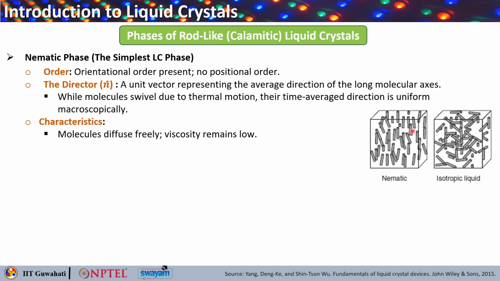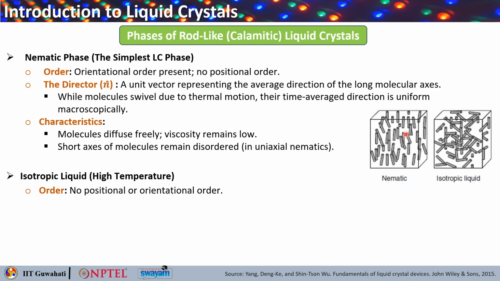So, what are the characteristics of nematic liquid crystal? The molecules diffuse freely and the viscosity remains low. So, in the case of uniaxial nematics, you will see that the short axis of the molecules remains disordered, but there is orientation in the long axis.